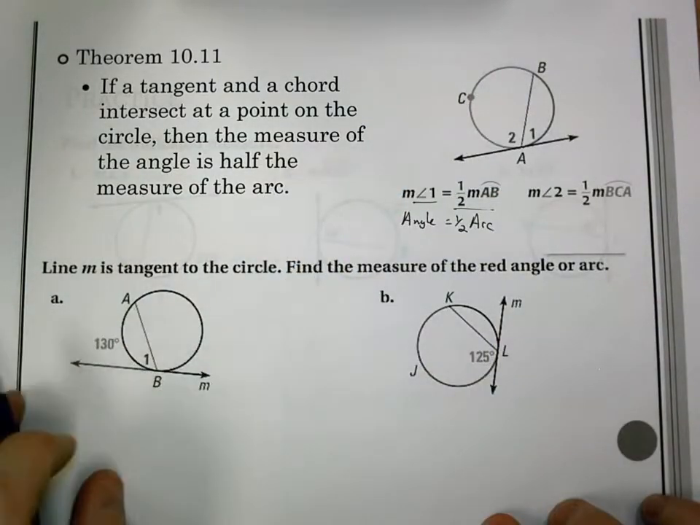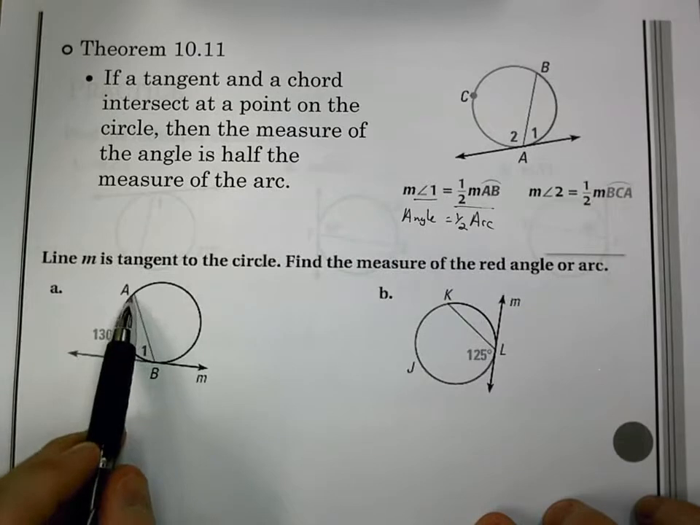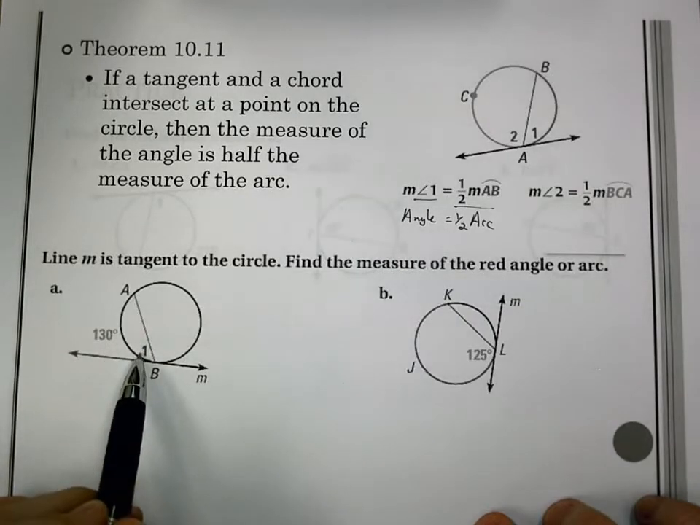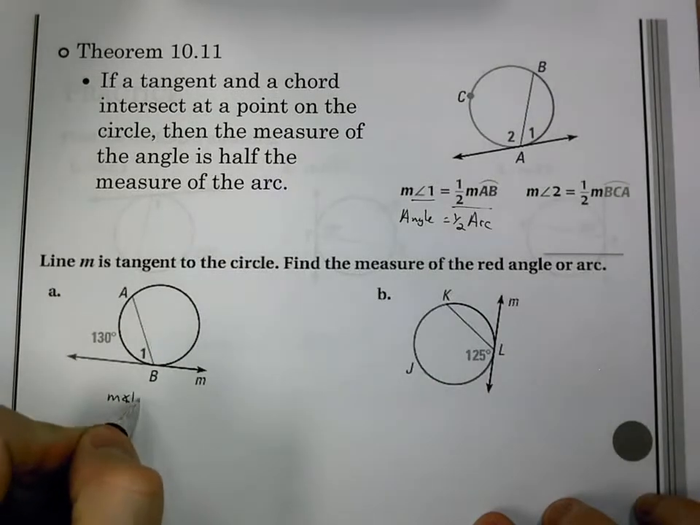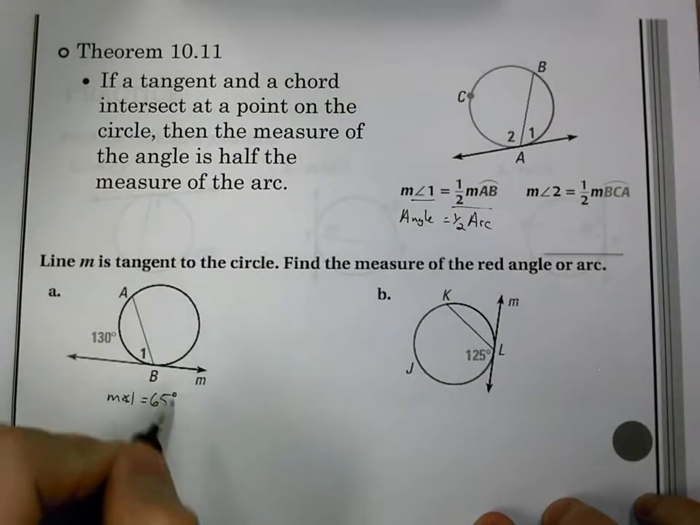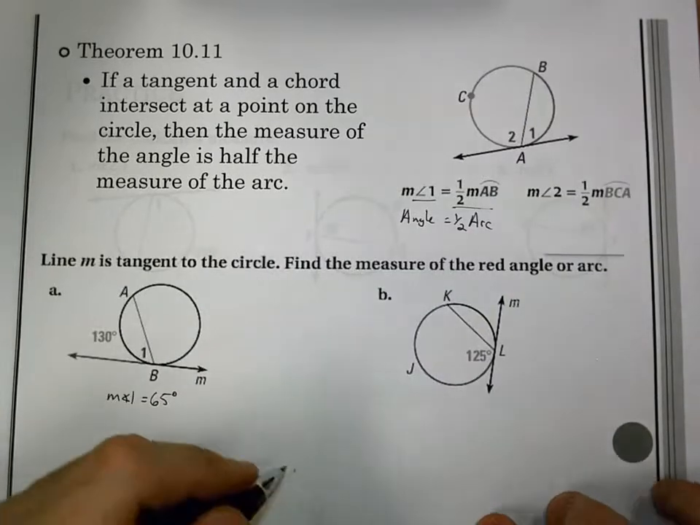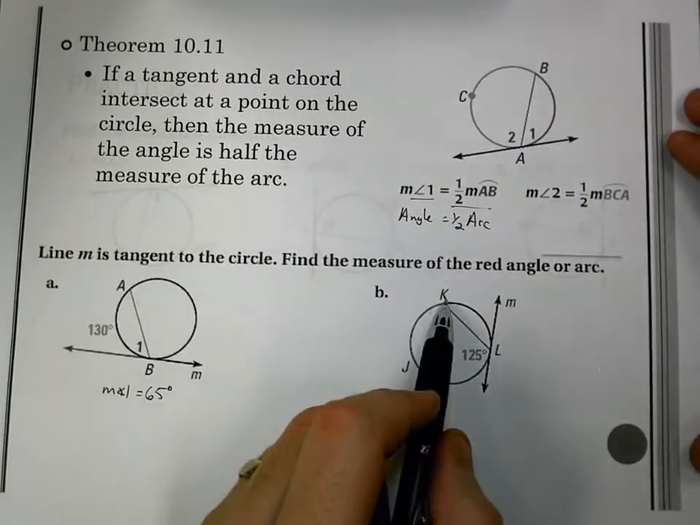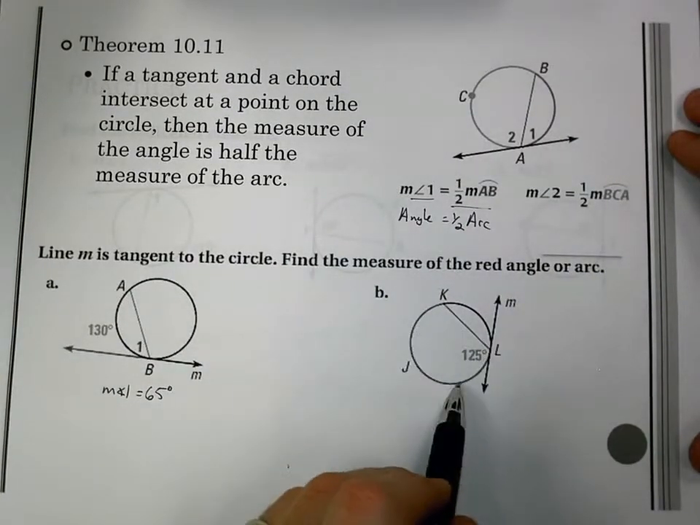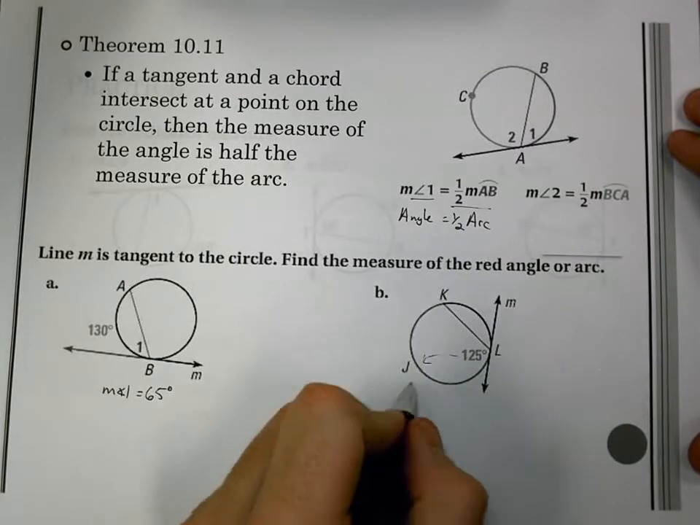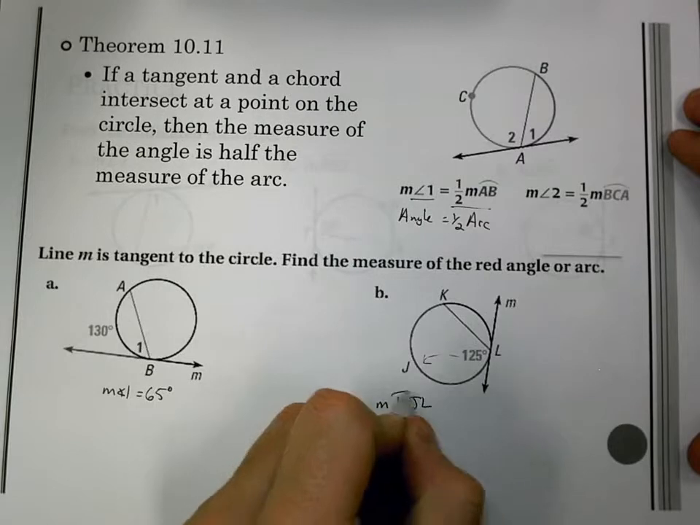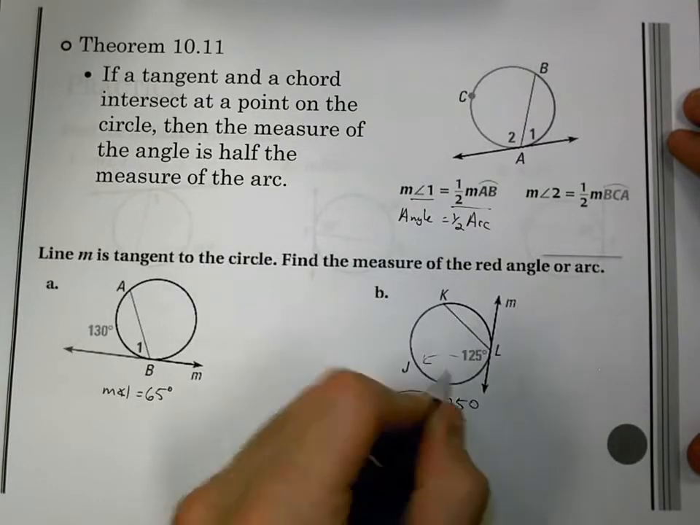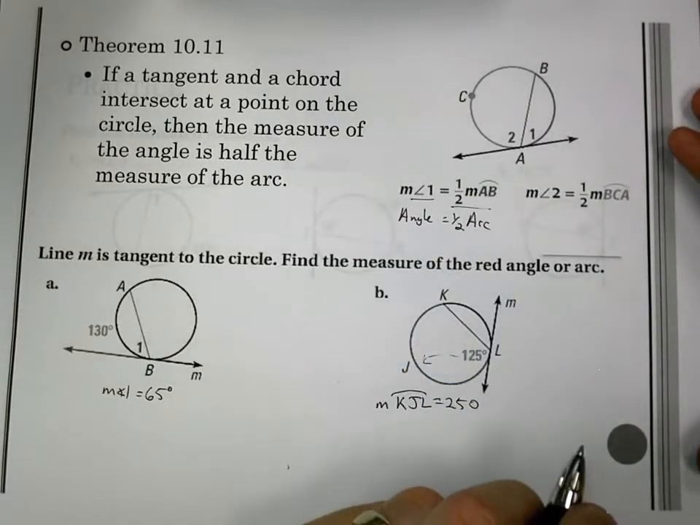So, if we look at some examples, I have the arc is 130, I need the angle. Well, I take half of it, so the measure of angle 1 is 65 degrees. For B, I'm now looking for the arc JKL. I need to double it now, and I get that the measure of arc KJL is 250 degrees.